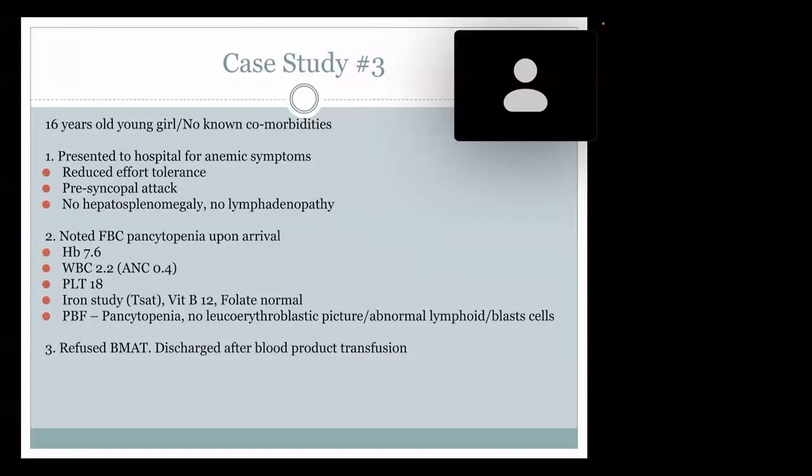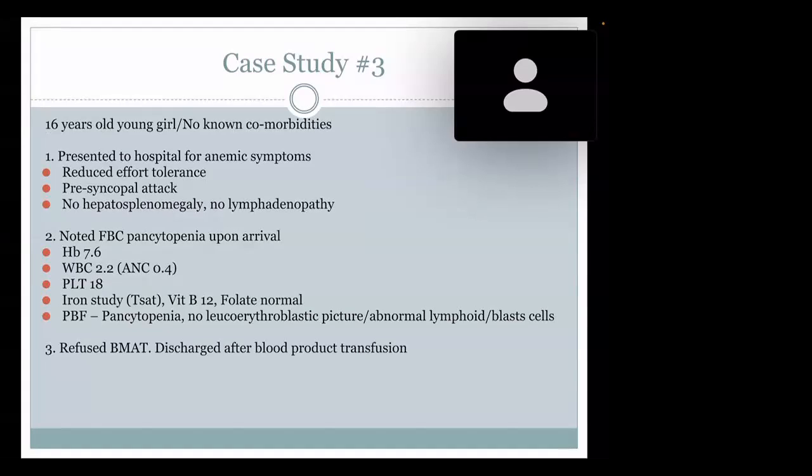Okay. Hi everyone. Now we'll continue with case study number 3. This patient is 16 years old, a very young girl with no medical illness. She initially presented to the district hospital with anemic symptoms, reduced effort tolerance and a pre-syncopal attack, but clinical examination was unremarkable. No hepatosplenomegaly, no lymphadenopathy as well.